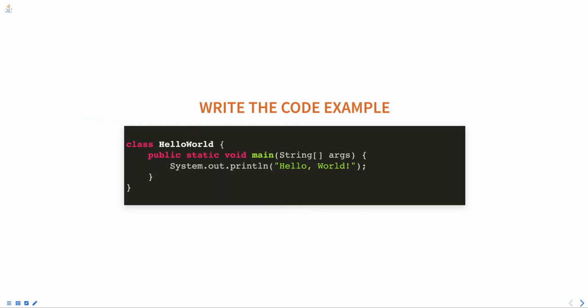Here is an example of a simple Java program that prints Hello World to the console. The code is saved in a file named HelloWorld.java. The code is written using a text editor or an IDE and saved as HelloWorld.java.